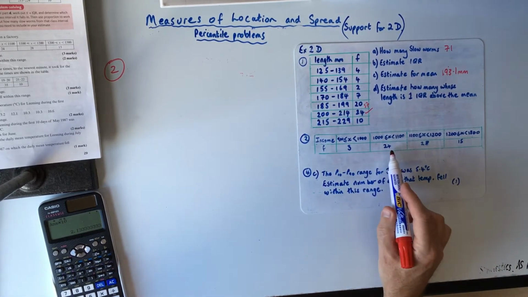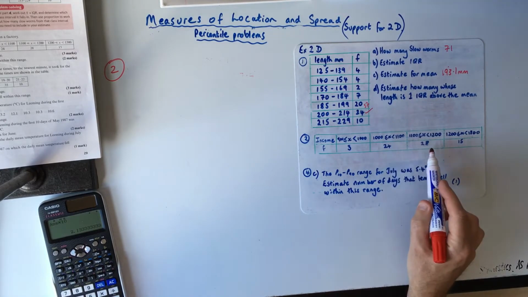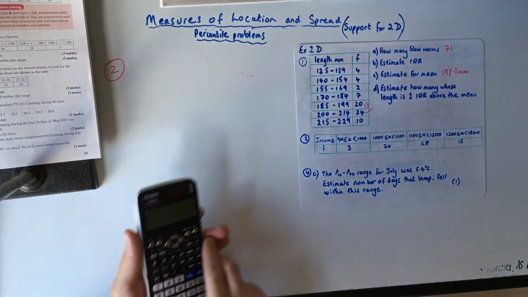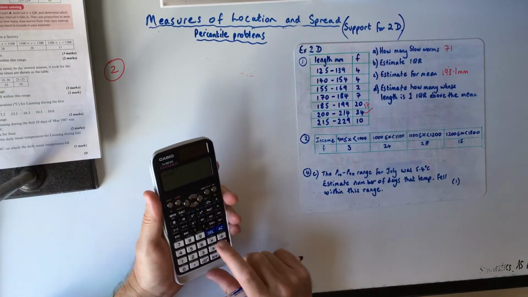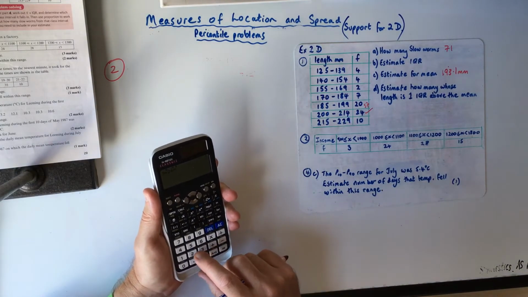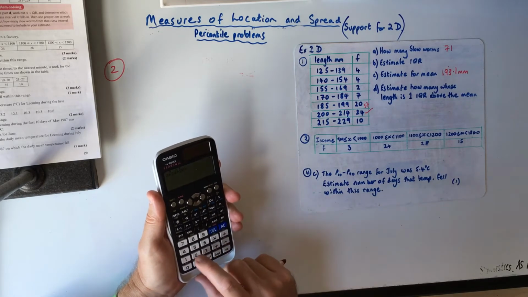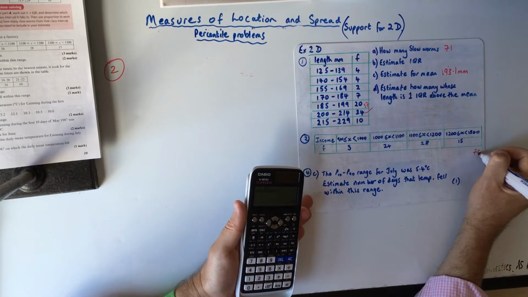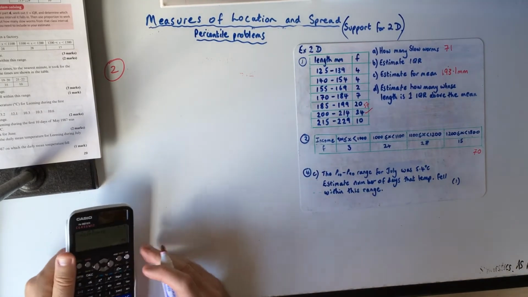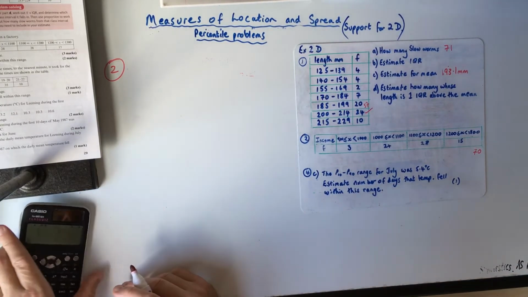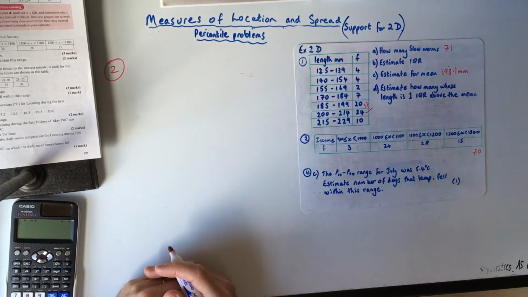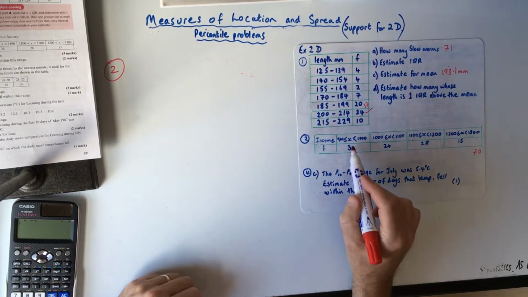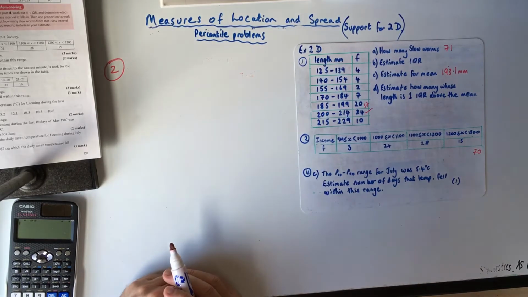So 3, 24, 28 and 15. I suppose we better add that up first. So 3 add 24, add 28, add 15 is equal to 70. So the table consists of 70. This is the table that shows the monthly income of workers in a factory. So 3 of the workers earn between £900 and £1,000.